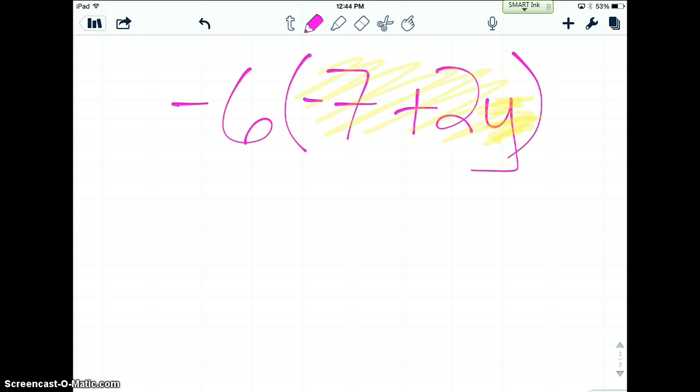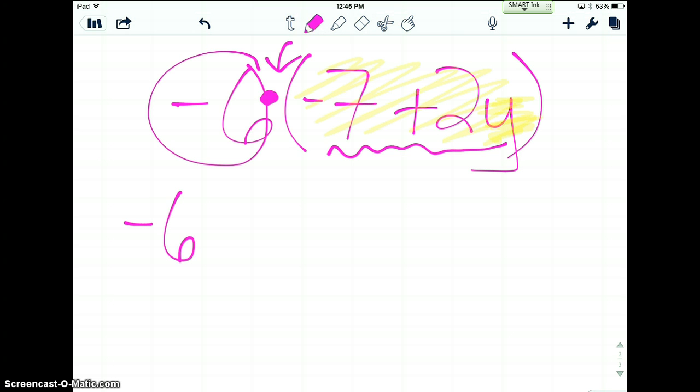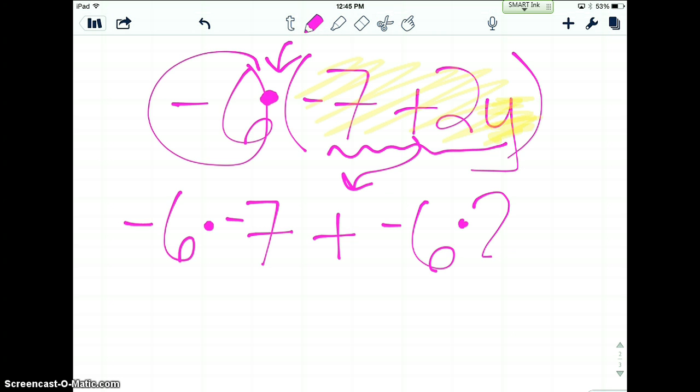Well, you have to go to the outside. What is sitting between the -6 and the parentheses? An invisible multiplication symbol. So we have this -6 that we need to multiply with these how many terms? 2. So I'm going to take -6 and multiply it by the first term, which was -7. And bring down the plus sign. I'm going to multiply the -6 by the second term, which was 2y.